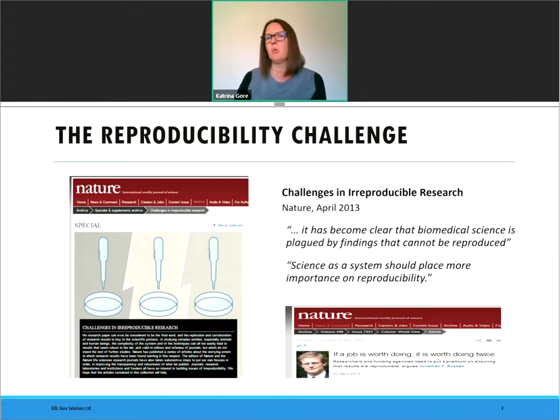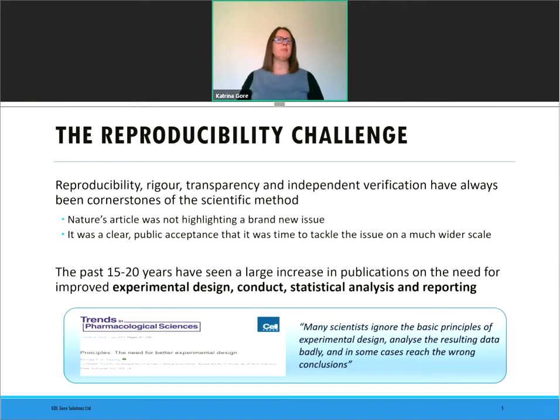Many people are already aware of this. The reproducibility, rigor, transparency and independent verification that they mentioned have always been cornerstones of the scientific method. So they weren't highlighting a brand new issue, but it really was a clear public acceptance, to me at least, that it was time to tackle the issue on a much wider scale.